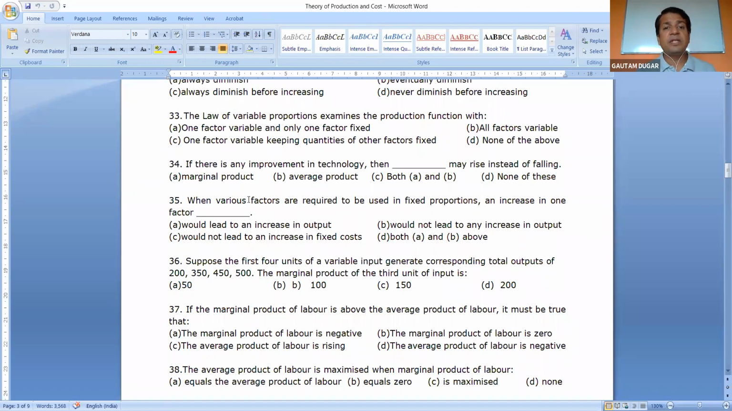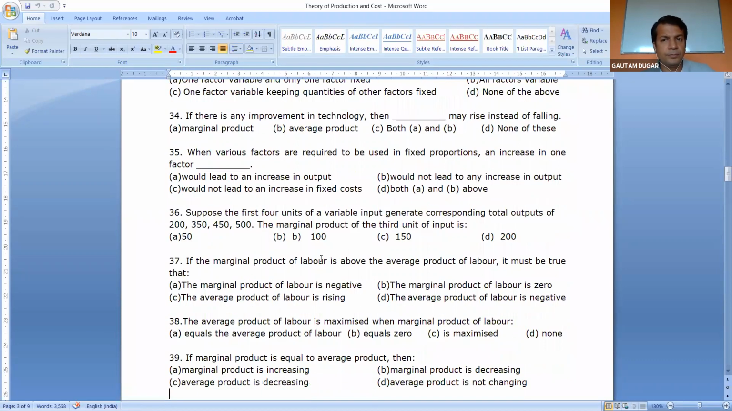34 says if there is any improvement in technology, then dash may rise instead of falling. Both A and B, marginal product and average product, both may rise instead of falling. Because what we said, both AP and MP will fall, but if the technology is changing, both may increase instead of falling. So 34, the answer is C. Coming to 35. Read these questions.